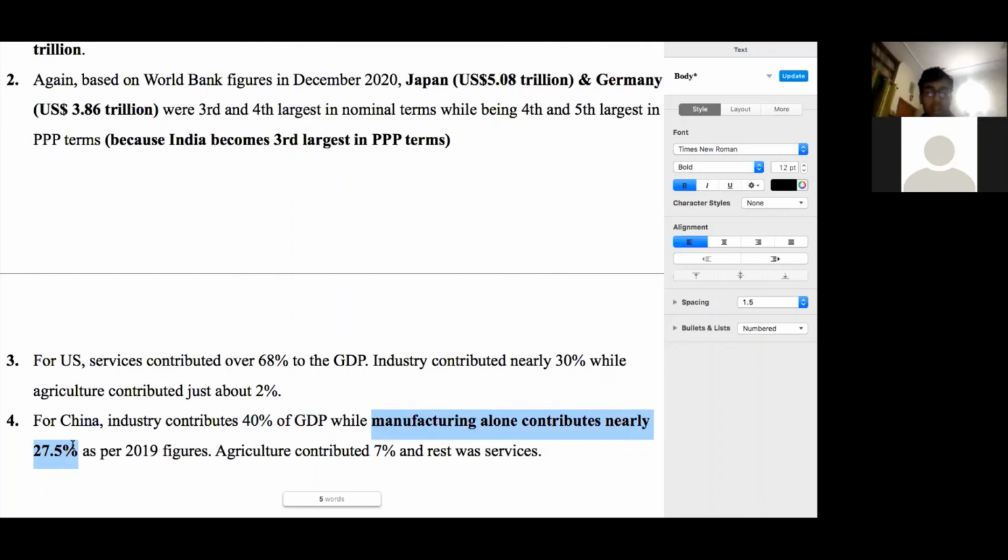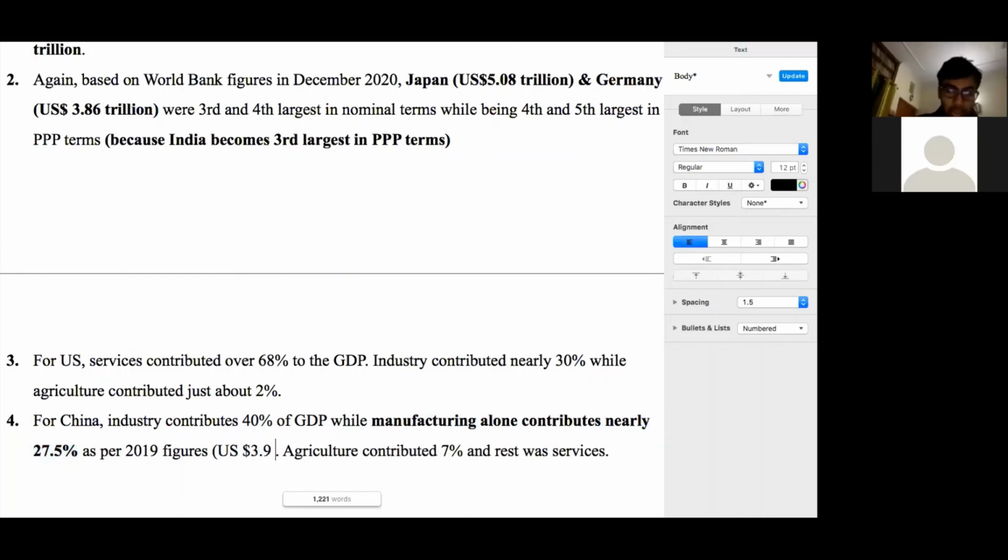So China has US dollar 3.9 trillion worth of manufacturing output in 2019, which is huge. You can imagine this. I mean, this is larger than the economy of India. This is actually much larger than the economy of India. China's manufacturing alone is much larger than the economy of India.